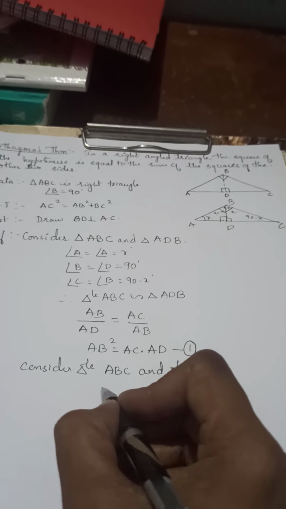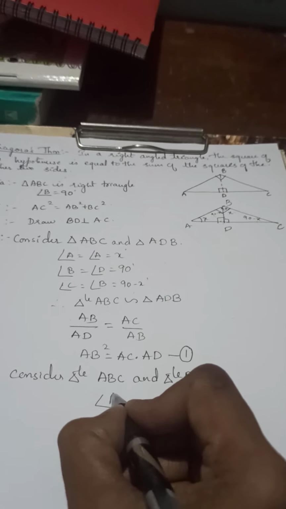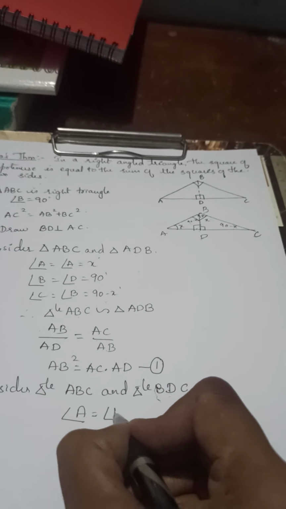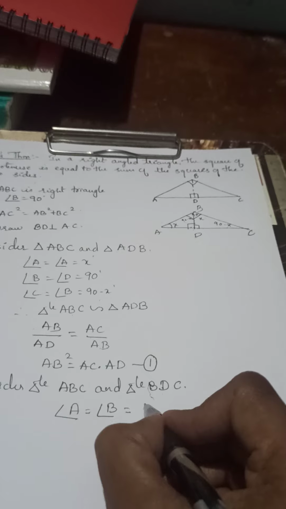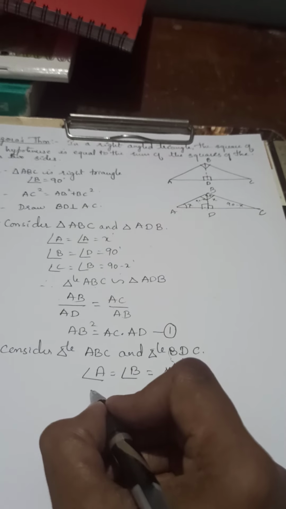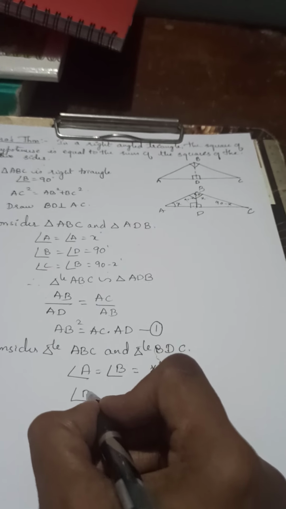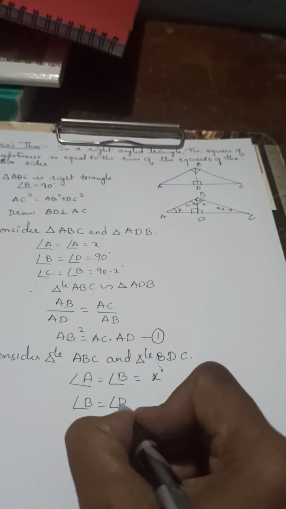Okay, angle C equal to angle C. So what I will write? Angle A is equal to angle B, that is x. Angle B is equal to angle D, that is 90 degree.